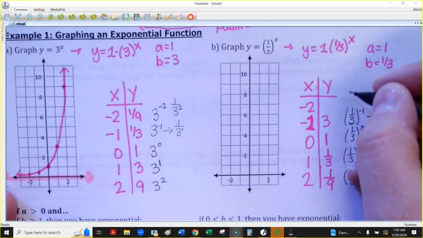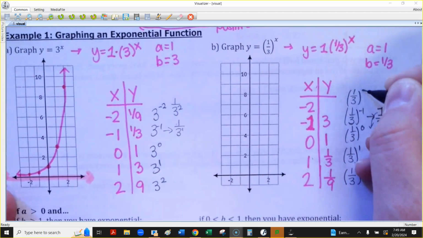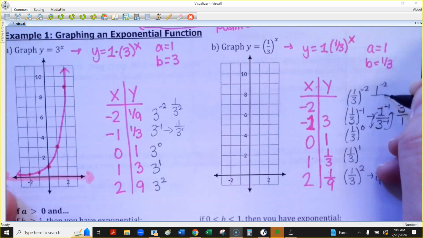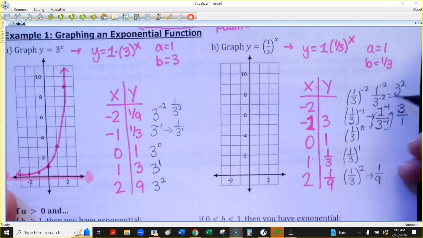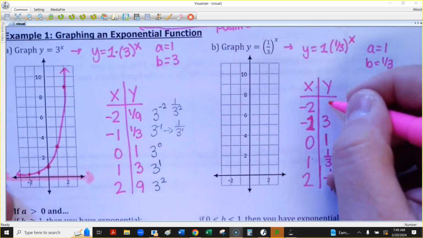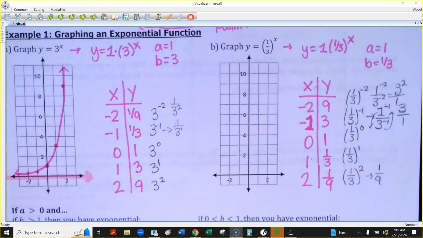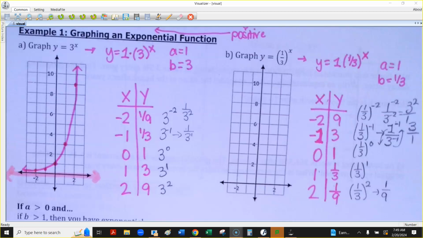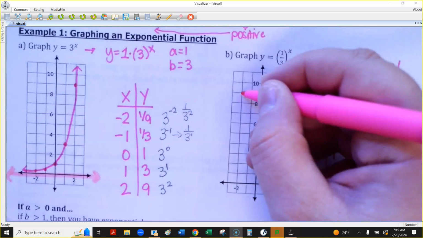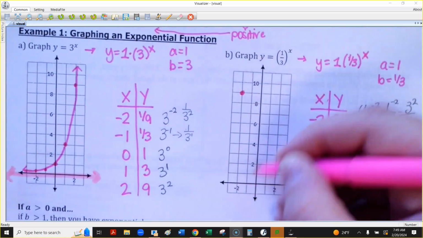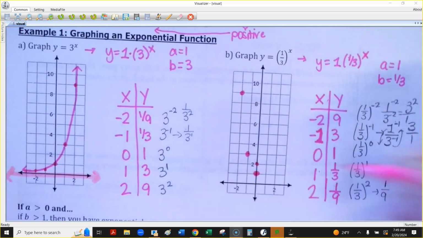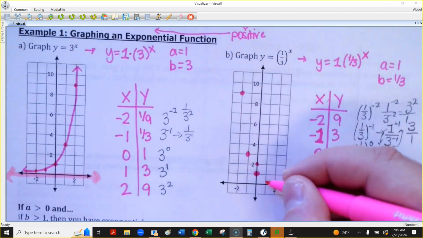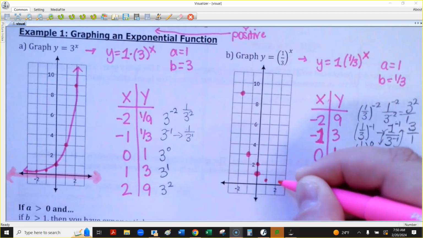So if I do like 1/3 to the -2 power, it's 1 to the -2 over 3 to the -2. 1 to any power is 1, but this becomes 3 squared over 1, which is why this is going to be 9. So you guys are going to see kind of like a mirror image of what we just graphed. It's just going to be reflected over the y-axis. So here, -2 is at a nice point at 9. -1 is at a nice point at 3. Also goes through, oh shoot, pretend I didn't put that point, 0, 1. And then it goes through 1/3, just kind of estimate, and then +2, 1/9.